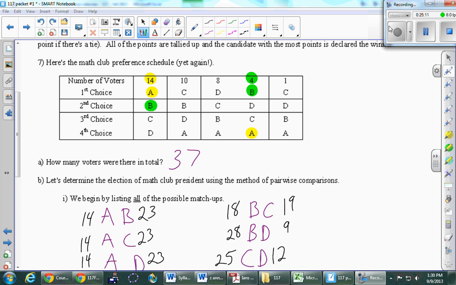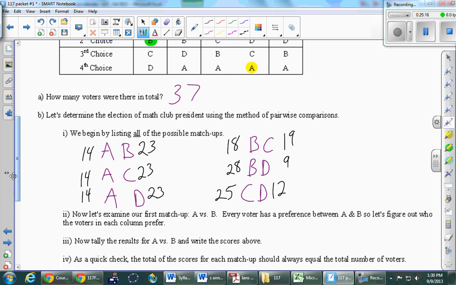So what I'm going to do is circle the candidate that won each of these head-to-head comparisons. Between A and B, who was the winner? B. Between A and C, who was the winner? C. Between A and D, who was the winner? D. In fact, that was pretty easy once you saw that A was in the bottom of everybody except for that first column. Everybody hates A except for those 14 people. So they'd rather have anybody else. So that's why that was the same number every time.